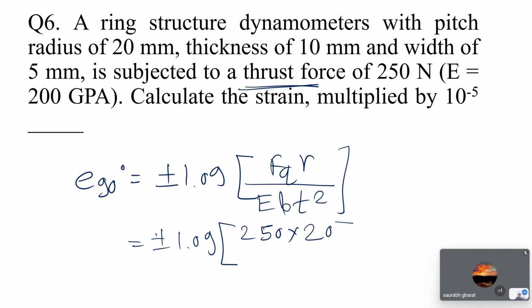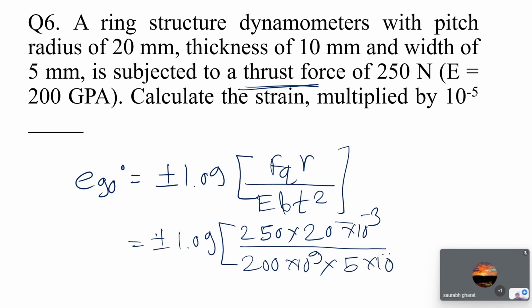It is 20, but in millimeters. And you have GPa, 10 raised to 9. So you have 10 raised to minus 3. E is 200 × 10 raised to 9, into what is your B? B is the width, actually 5. So 10 raised to minus 3, into your thickness, which is 10 squared, into 10 raised to minus 6, because it is squared.